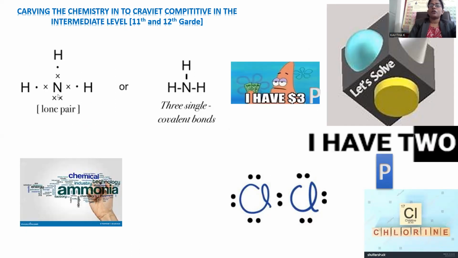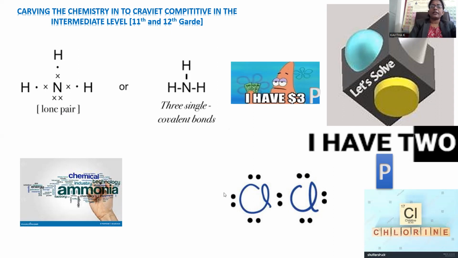That answer is given in option number 1 itself, where it has 1 lone pair and 3 shared electron pairs for covalent bond formation. Three pairs of electrons, nothing but six shared electrons, are there in the covalent bond formation. So ammonia will be the correct answer.